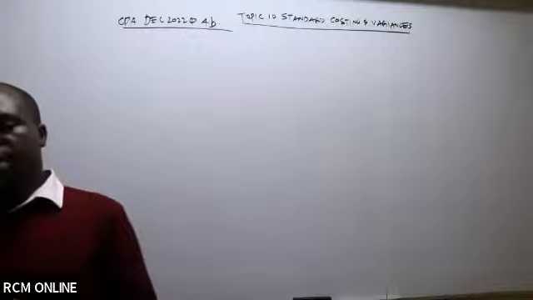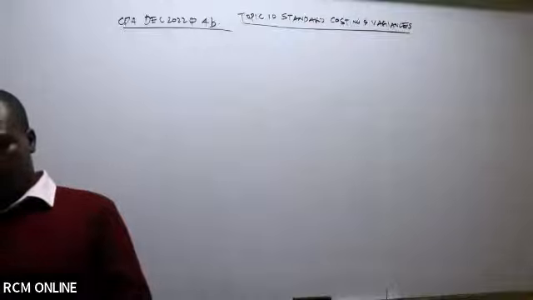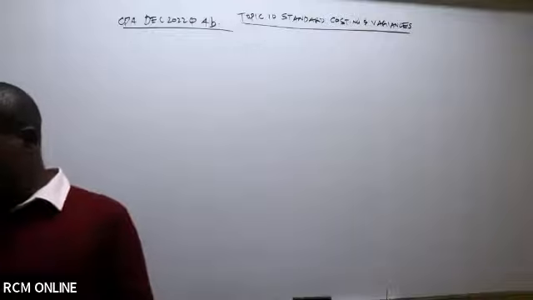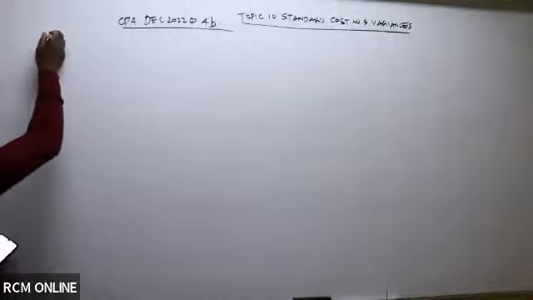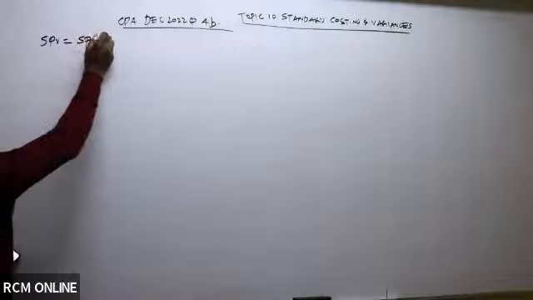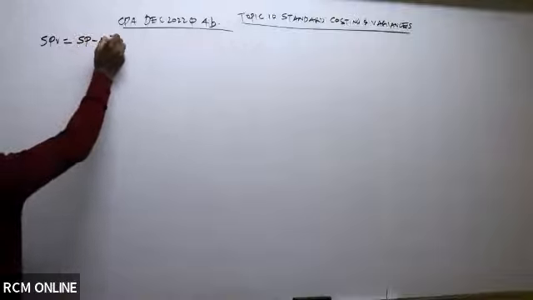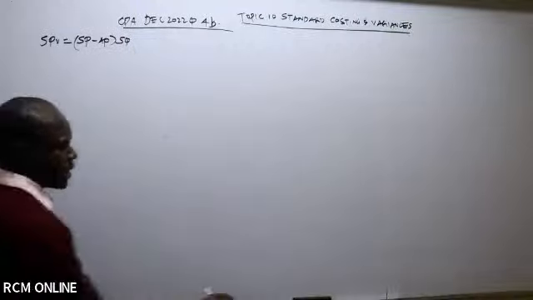So you can even look at, do we have selling price given in the first part? Yes, we are given selling price. So we can start with the selling price variance. Selling price variance is equal to standard price minus actual price multiplied by actual quantity.